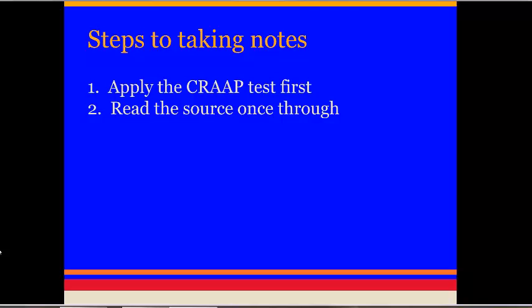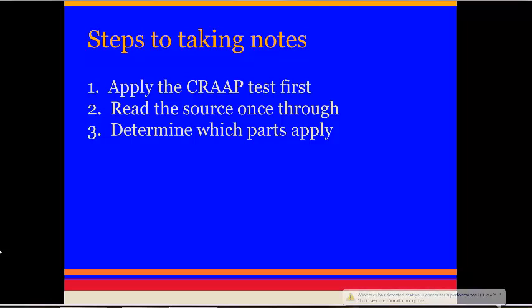Next, you want to read the source once through, and then go back and determine which parts apply to your topic and which do not. Not every article is going to be 100% useful to you.